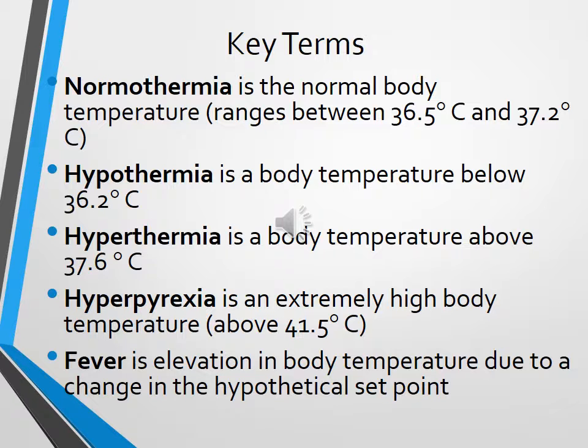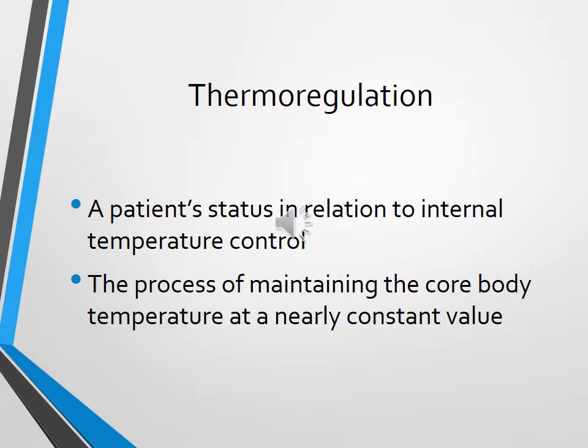Hyperpyrexia is an extremely high body temperature, usually above 41.5, and fever is an elevation in the body temp due to a change in the hypothalamic set point. Thermoregulation is a patient's status in relation to internal temp control. It's the process of maintaining the core body temperature at a nearly constant value.